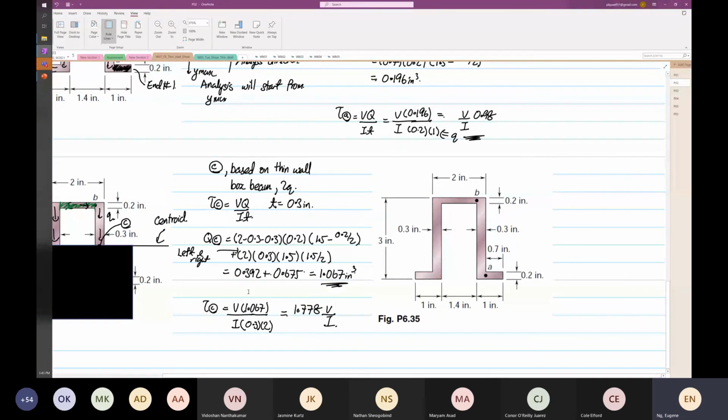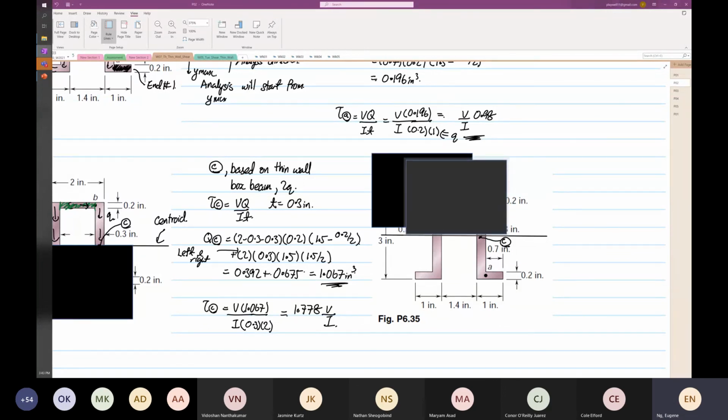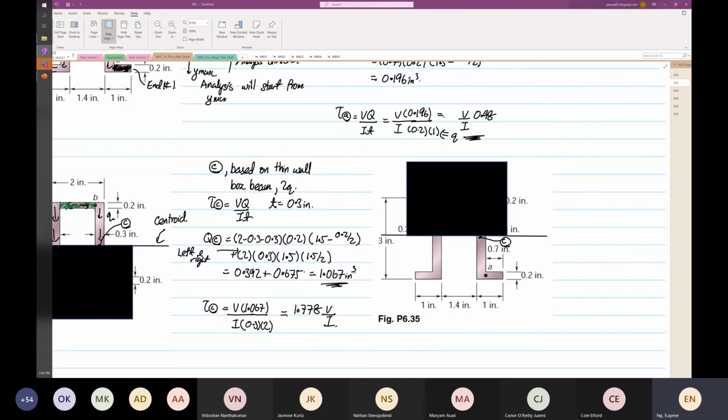Again, I'm going to cover the top part. Okay, this is our centroid. At this point is our point C. I'm just going to move over. I'm going to copy this. I'm going to paste this. Okay, so I'm going to draw the shear flow now. Okay, so that is our shear flow.